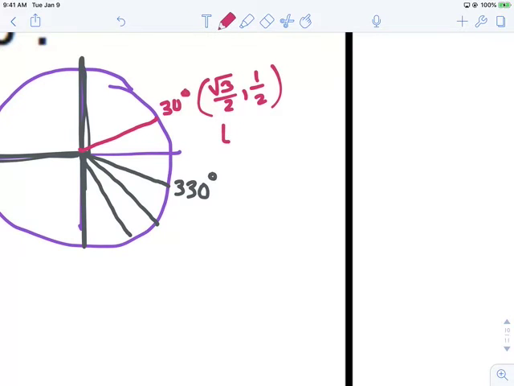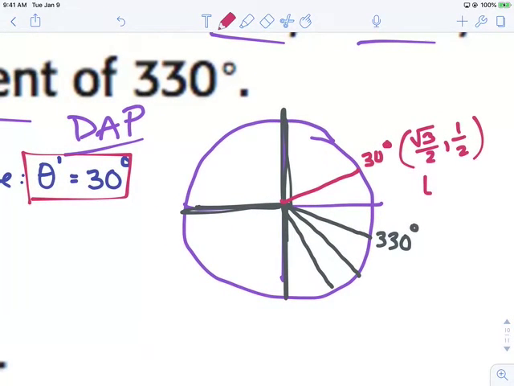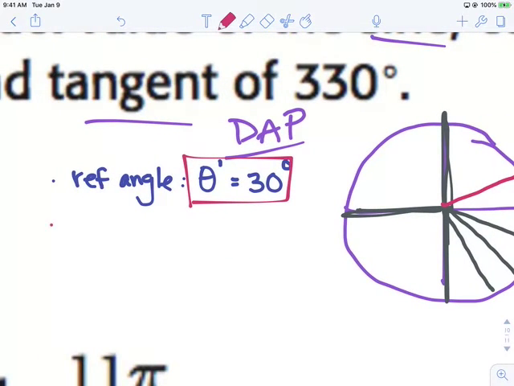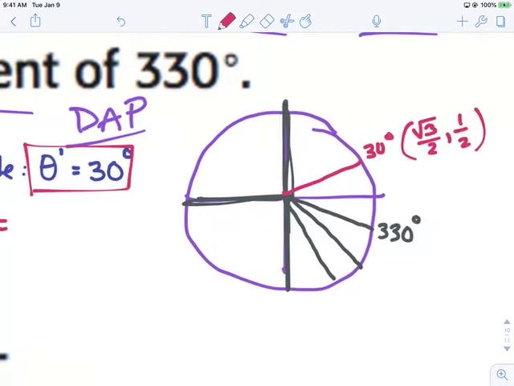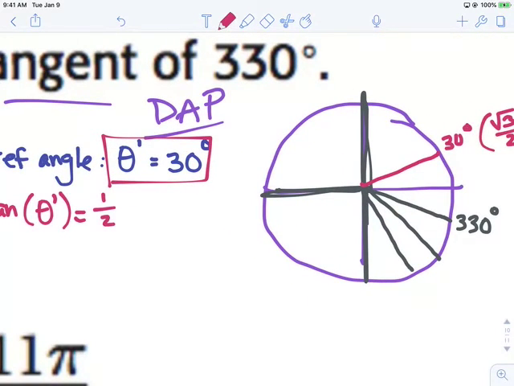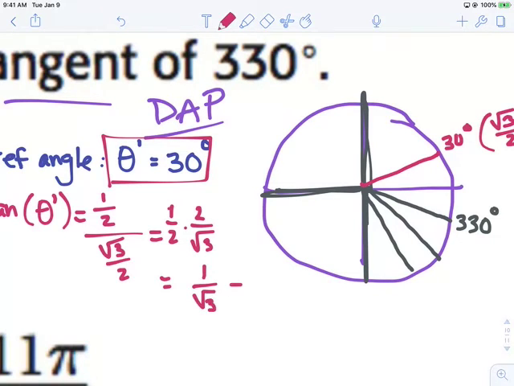Then you'll say, what is tangent of 30? Let me do it over here so we're still going in order. Now you look at tangent of the reference angle, so that's tangent of theta prime. Well, that's y over x, so that's 1/2 divided by square root of 3 over 2. 1/2 times 2 over square root 3 equals 1 over square root 3 equals square root 3 over 3 once you rationalize.